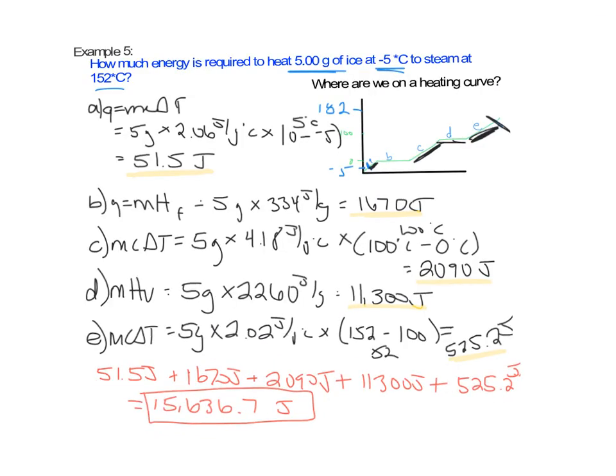We've gone through all 5 steps of that heating curve. So step A, we were heating up that ice to its melting point. Step B, we were melting that ice, turning it all into liquid. Step C, we were heating up that liquid up to the boiling point. D was taking that boiling water and vaporizing it into steam. And step E was heating up that steam up to 152 degrees.